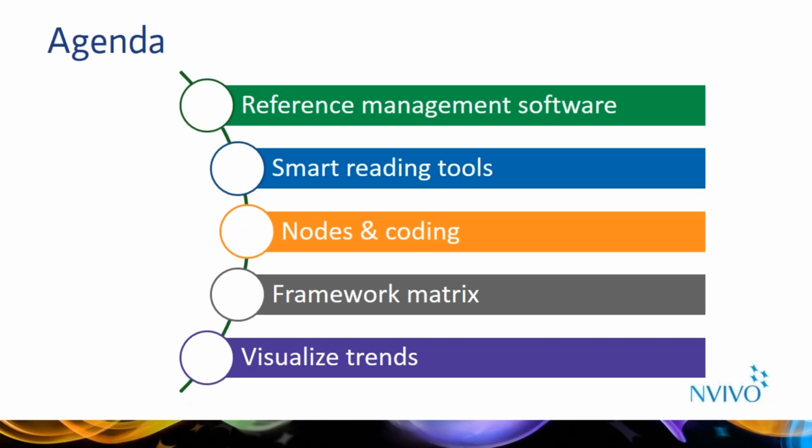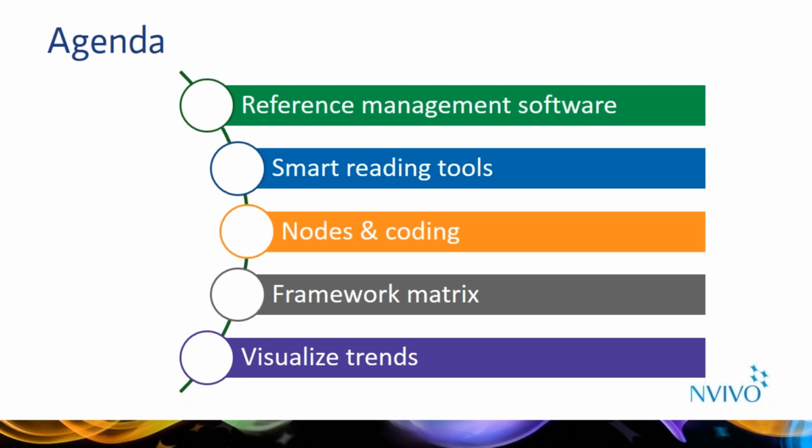Nodes, which are buckets for qualitative data, pull together information from multiple sources of literature. This makes it easy to see how an idea or concept has manifested across articles or authors. We'll also cover auto-coding by theme, which is a feature that's only available in NVivo Plus, but can quickly read across your articles for prevalent themes and code to nodes.